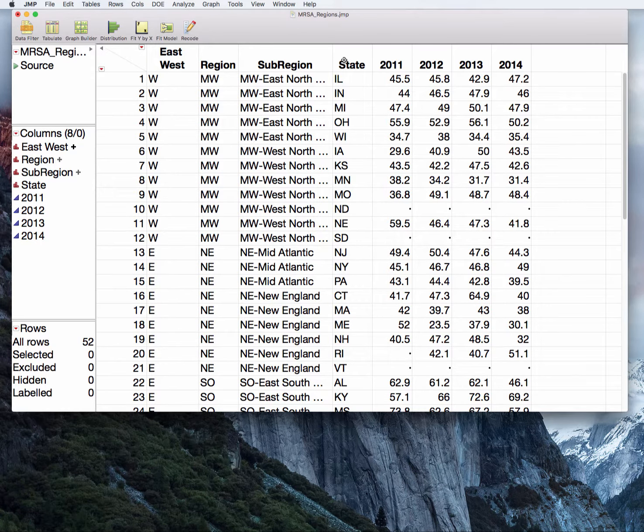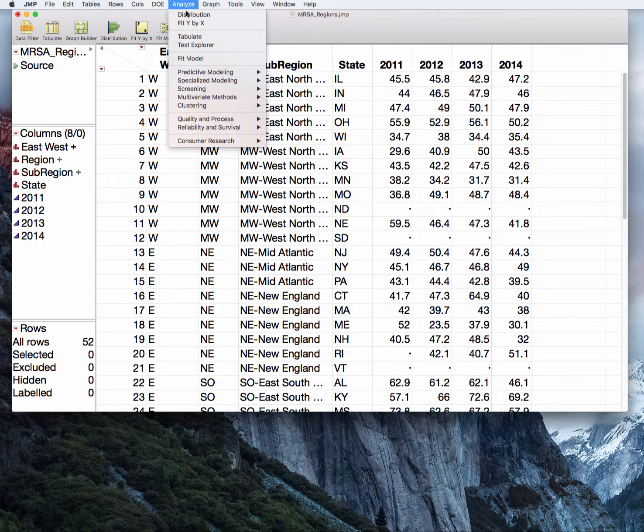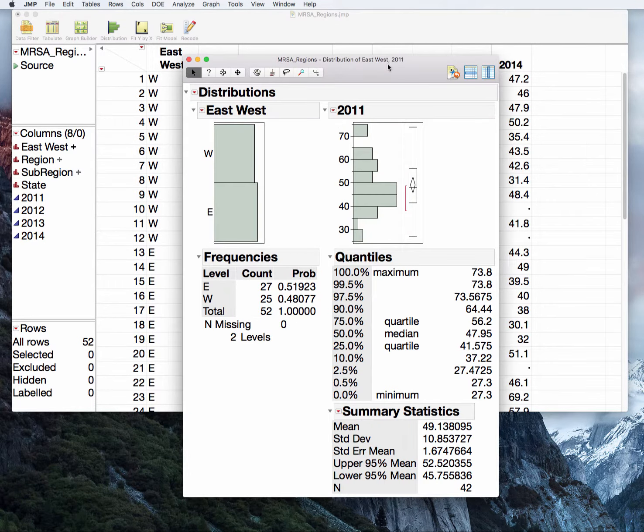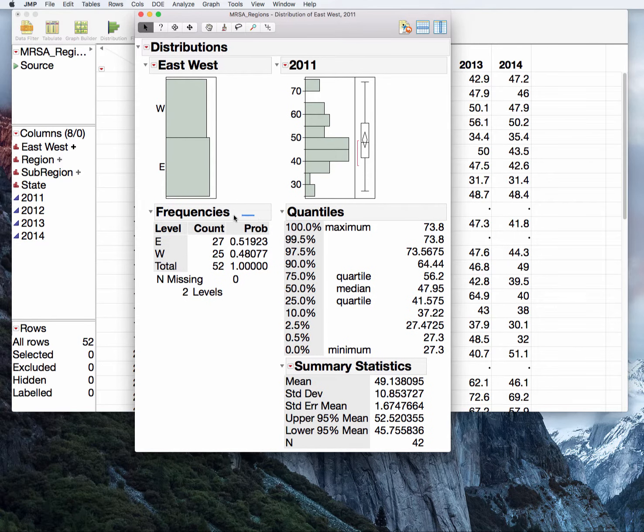For the preliminary analyses, we would want to use the Distribution menu. We'd want to look at east-west, and we'll use the year 2011. From there, we get the preliminary information about the breakdown of the number of states in the eastern region and the western region. This is the N to start with. We'll have to note how many N we have missing here. So we only have 42 states in the 2011 data, so we'll have to determine where they are missing from. And we can then report the overall percentage of antibiotic-resistant MRSA infections for 2011.